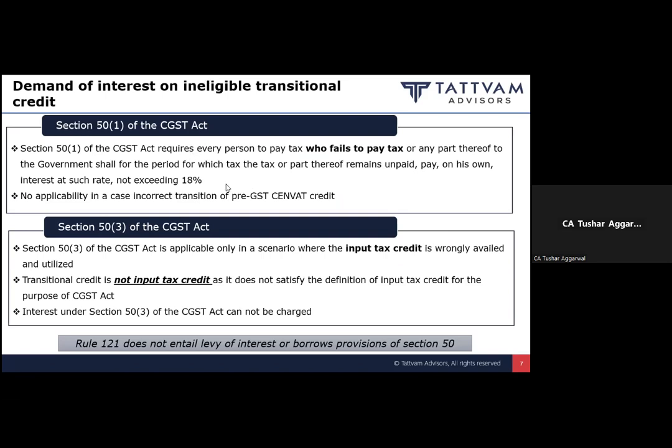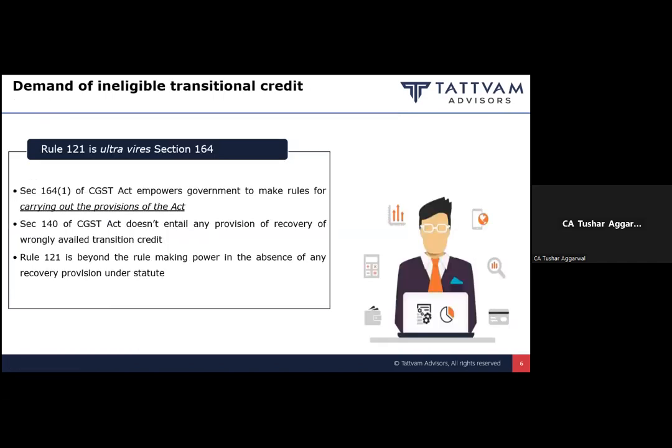Moving on, another issue. Okay, I have wrongly availed transitional credit. I have utilized also the wrongly availed transitional credit. My question to the participants, I want participants to write. I availed a wrongly transitional credit in, say, January 2018. I had utilized it. Now I am reversing it.